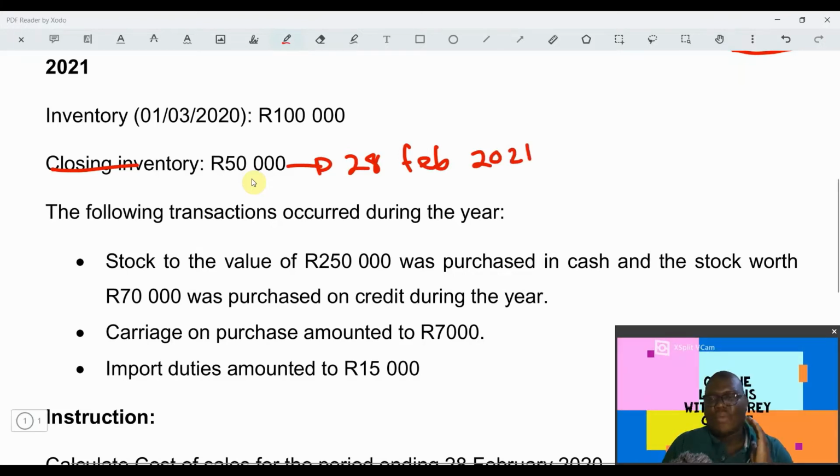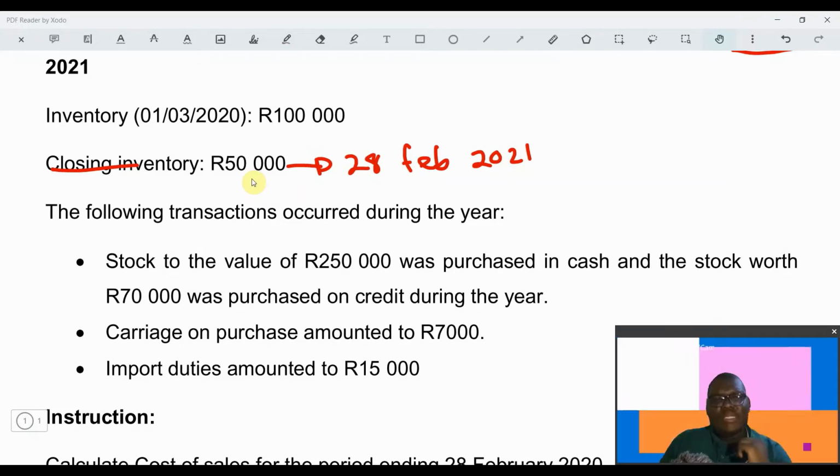So this is the stock that we are left with at the end of the year. And obviously, in terms of cost of goods sold, we are trying to look at how much it has cost us to sell certain goods. So any inventory that is left means it has not been sold, which is the reason why we will have to subtract it in our formula.